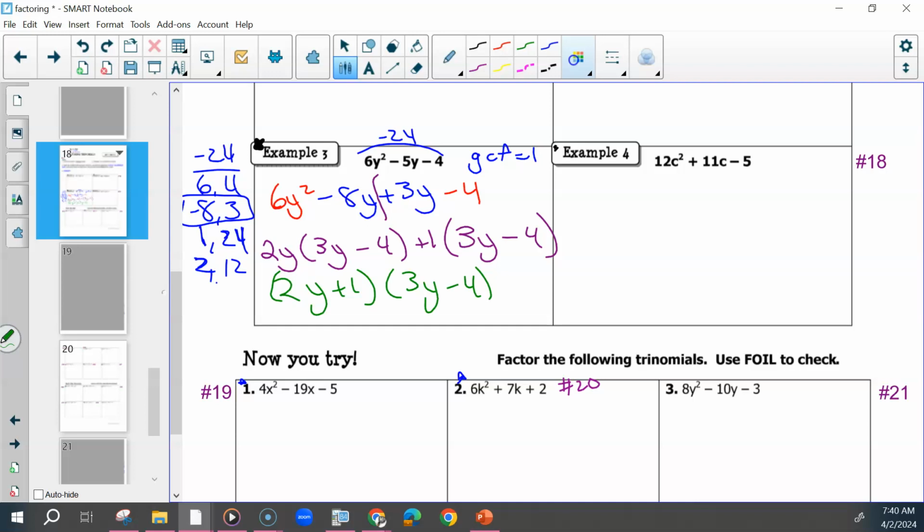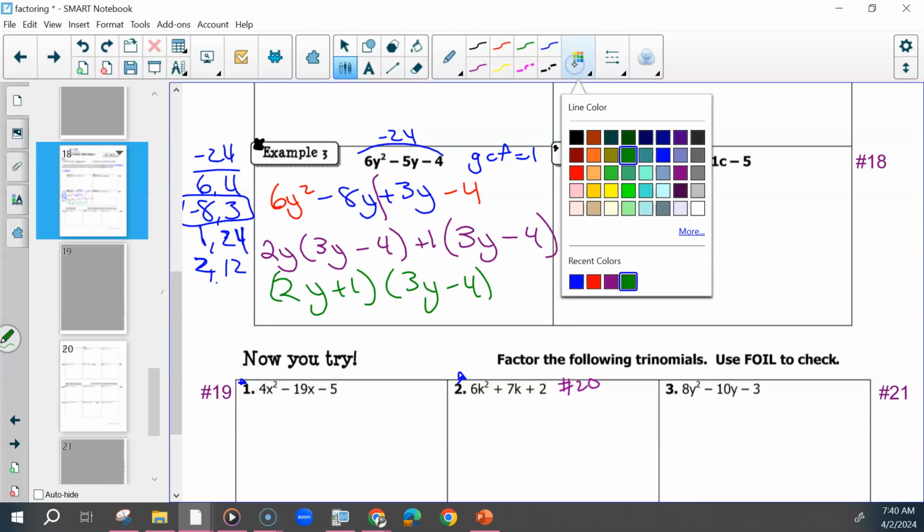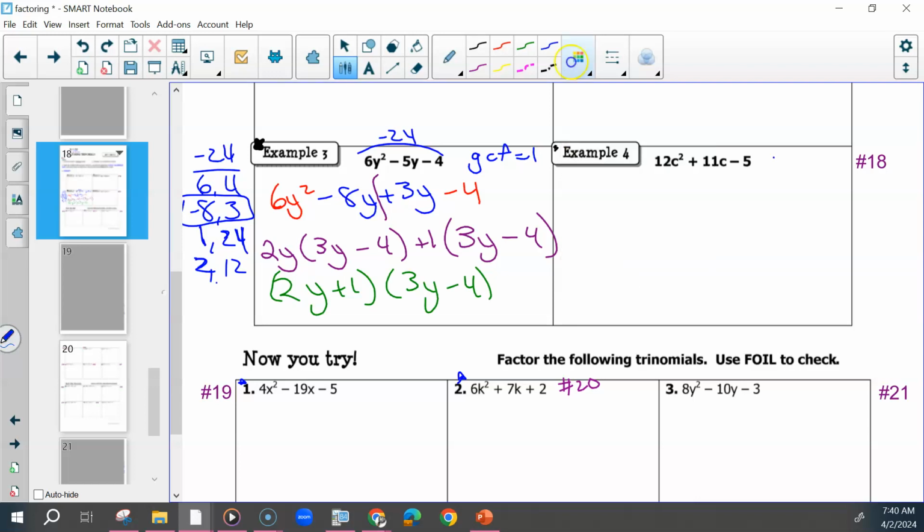Alright, let's do example 4. Does that have a GCF? No, other than 1. And then if we multiply 12 and negative 5, negative 60. What are some factors of 60? I heard 6 and 10. 1 and 60. 5 and 12.